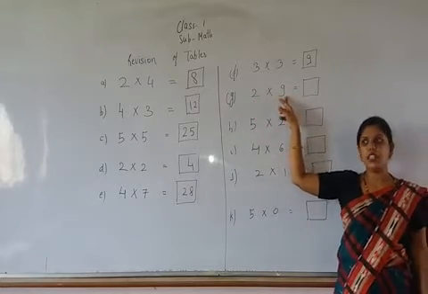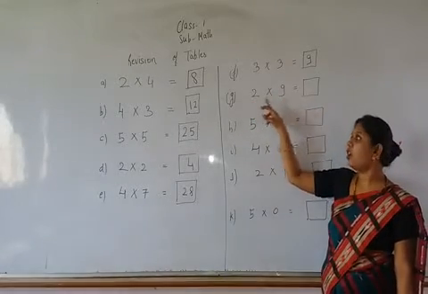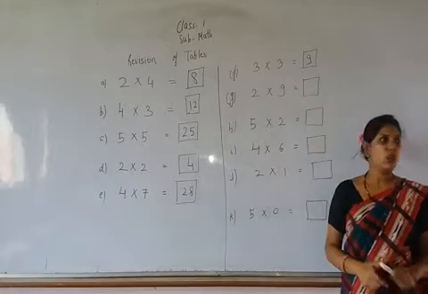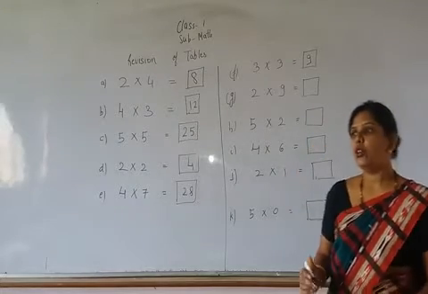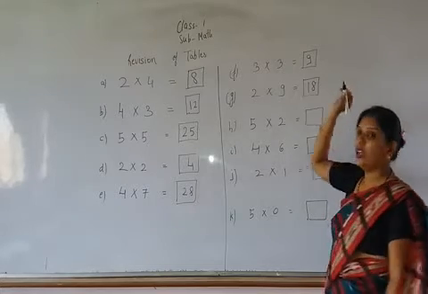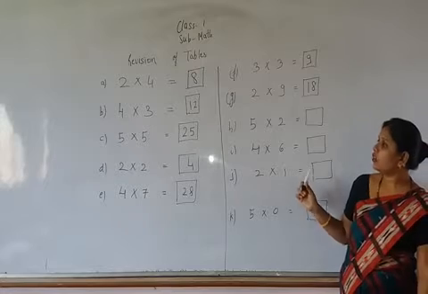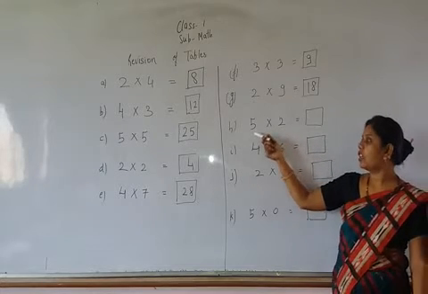So first we will read the question. How do we read this? 2 into 9 or 2 9s are 18. 1 8, 18. 2 9s are 18. Okay, now next question. What are the numbers?